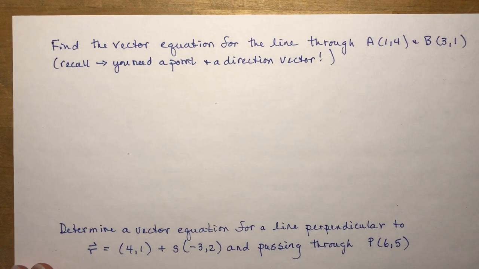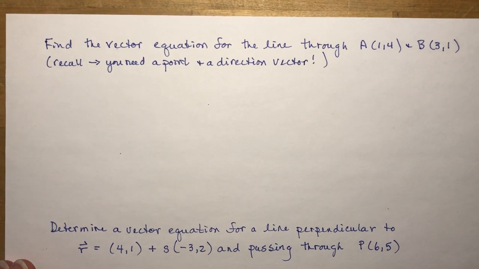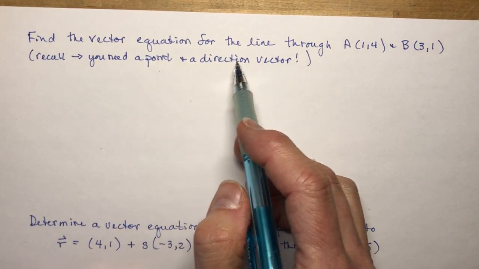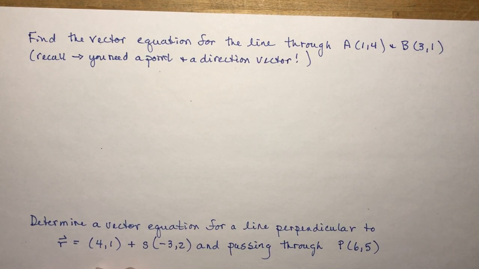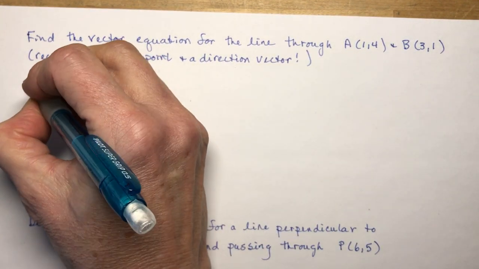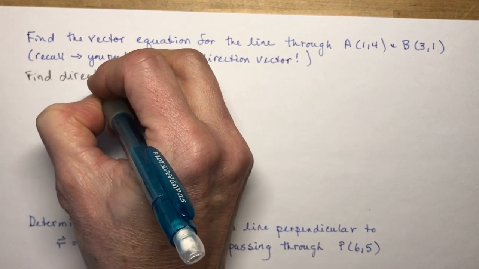So let's find the vector equation for the line through A (1, 4) and B (3, 1). And recall, you need a point and a direction vector. Well, I have 2 points, but I still need to find a direction vector, and you know how to find that. So that's the first thing we're going to do, find the direction vector.